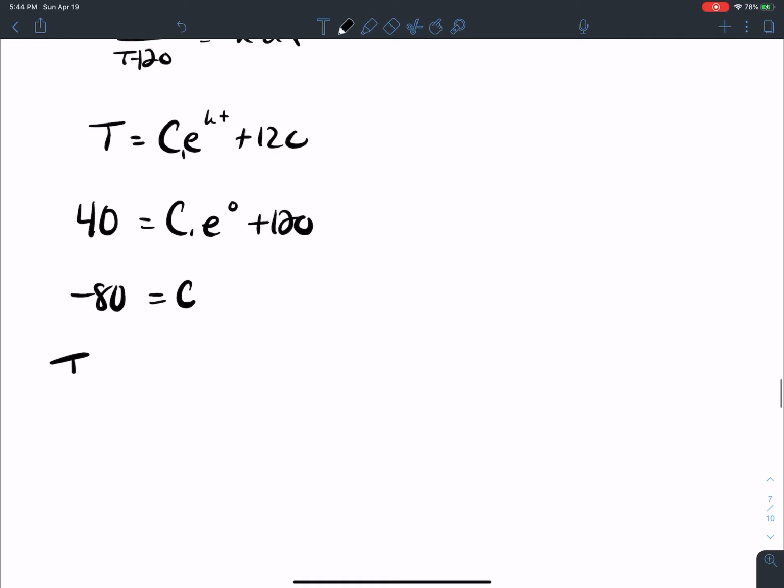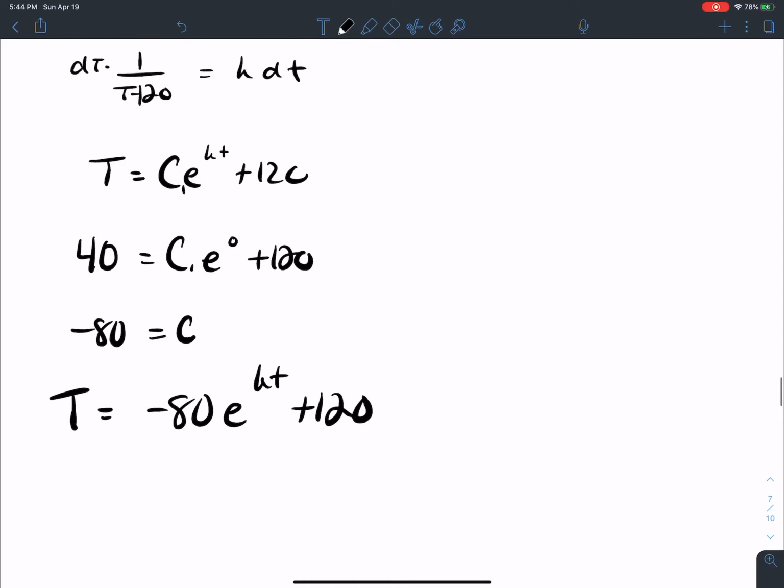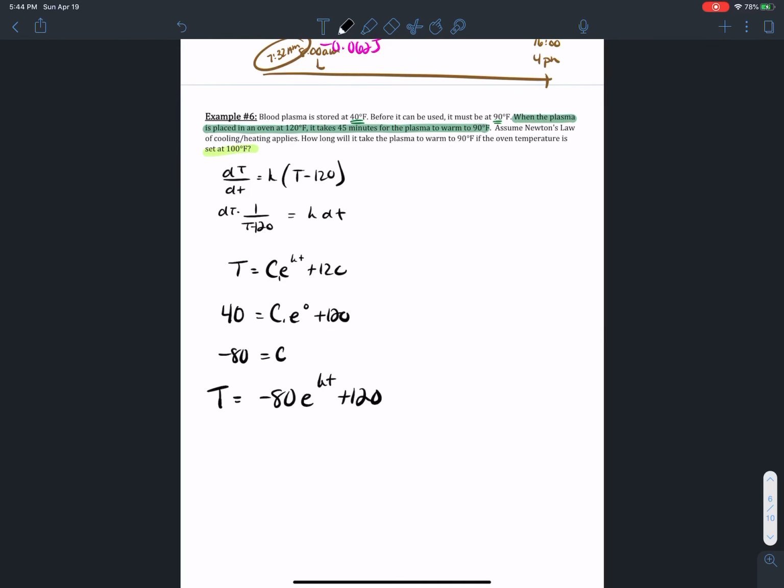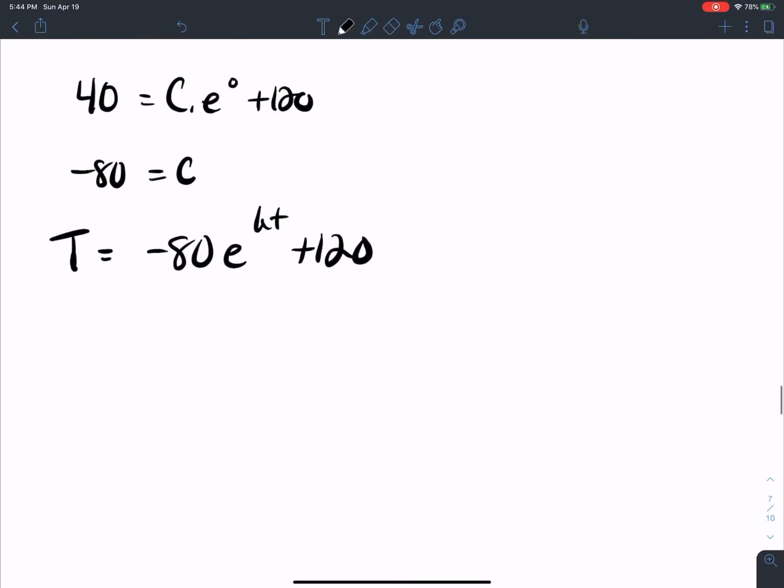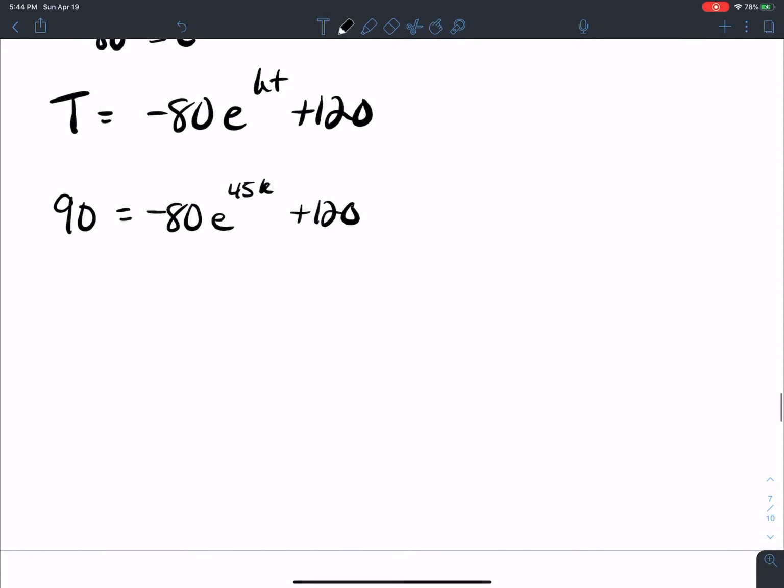So in my model, and then I can go ahead and use my reference, right? My passing of time takes 45 minutes to warm to 90 degrees. And here we're going to assume that T is in minutes and not hours. I'm not going to convert. So this will be 45K. So when we solve this, we'd subtract 120 and then divide by negative 80. So it simplifies to 3/8 is equal to e to the 45K.